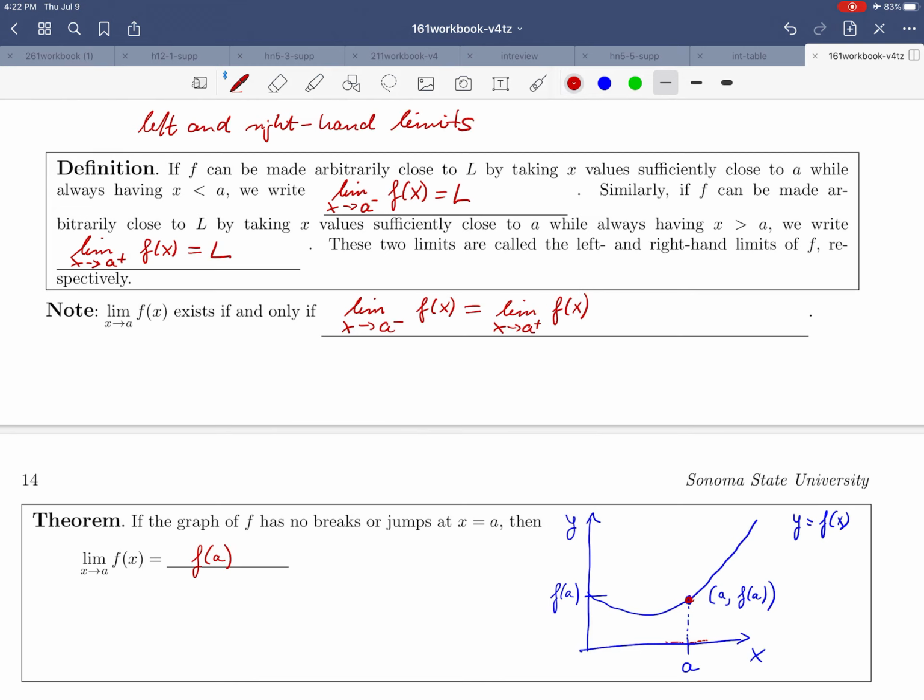So if our function is sufficiently well behaved, and by that we mean no breaks, no jumps, at x equals a, then we can compute the limit as x approaches a of f of x by just computing f of a.